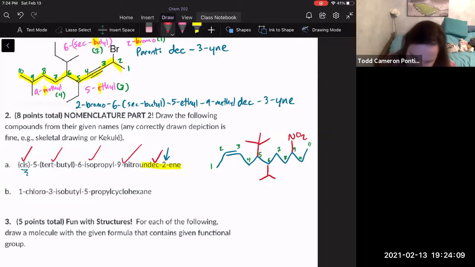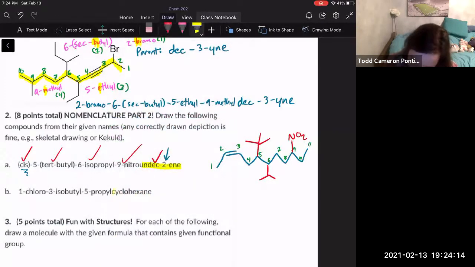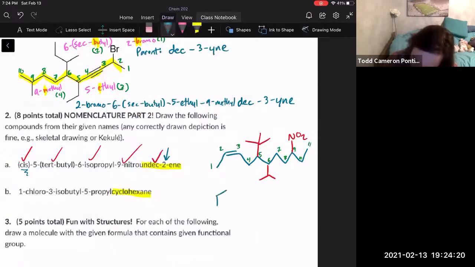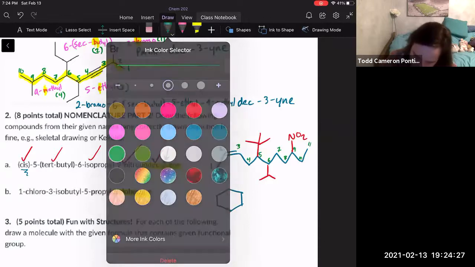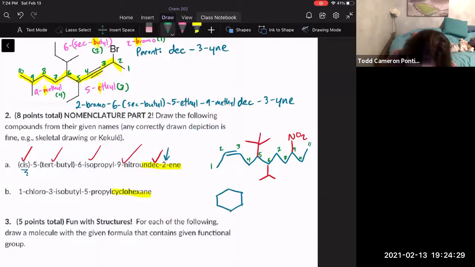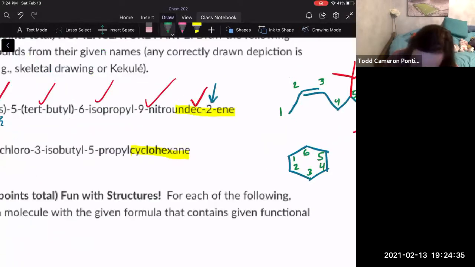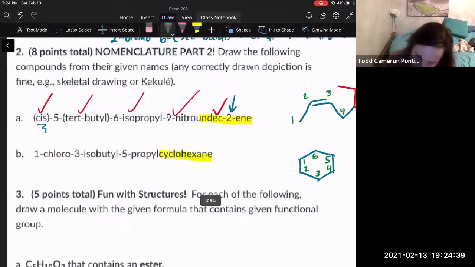All right, the next one is a cyclohexane. So I'm going to look at the parent first. I'm going to draw out my ring and number. Doesn't matter where I start, everything else will fall into place. So this is gonna be 1, 2, 3, 4. I don't know why I'm so zoomed out. 5, 6. I guess it was to see the entire name. Okay, great, so my cyclohexane is done.